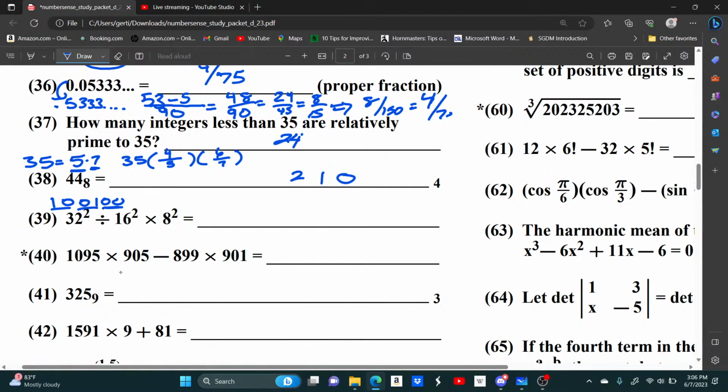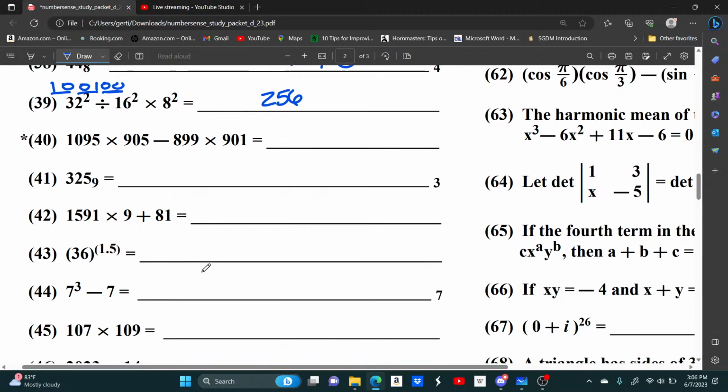39. 32 squared divided by 16 squared times 8 squared. It's not really factoring, but you can factor out the squared term because of the laws of exponents. So 32 divided by 16 is 2, times 8 is 16, and then squared is 256.